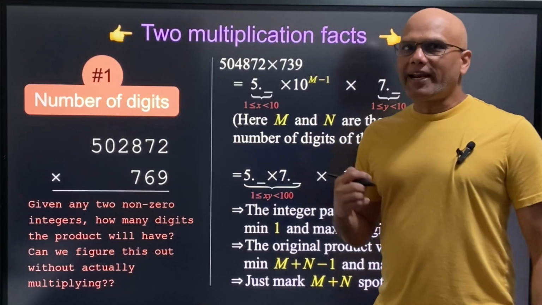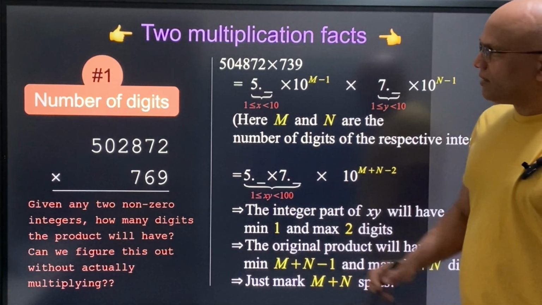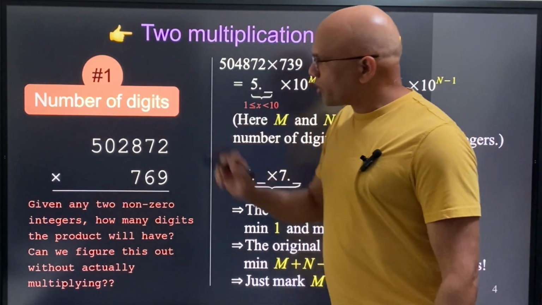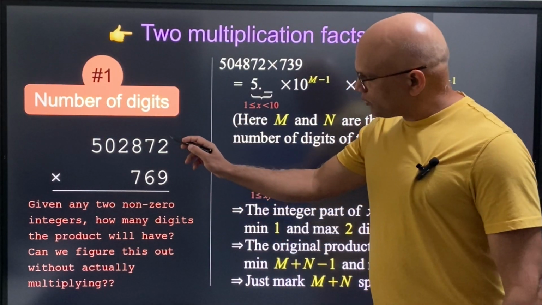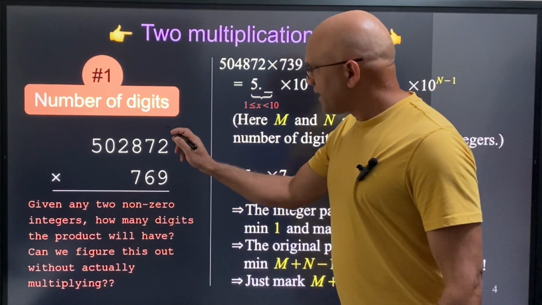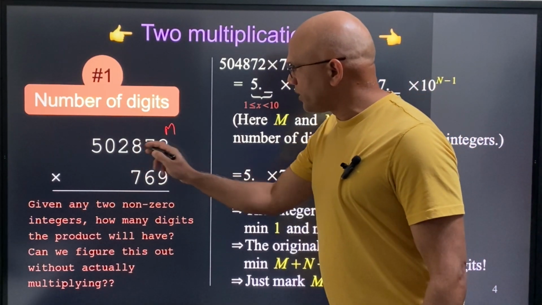All right, now regarding the multiplication facts, the first has to do with the number of digits. Let's say I have two integers, so this has m digits, 1 2 3 4 5 6.